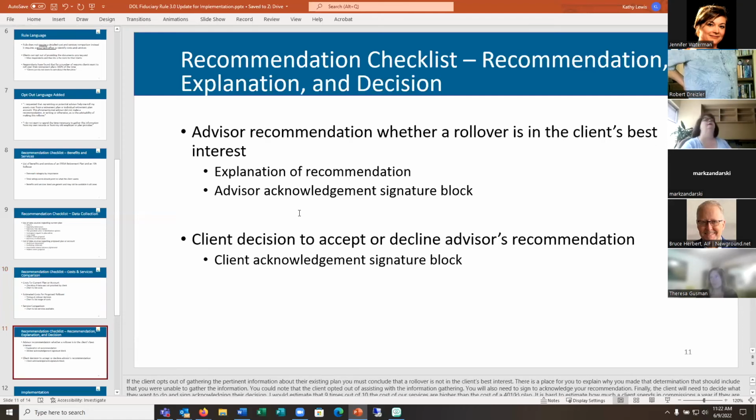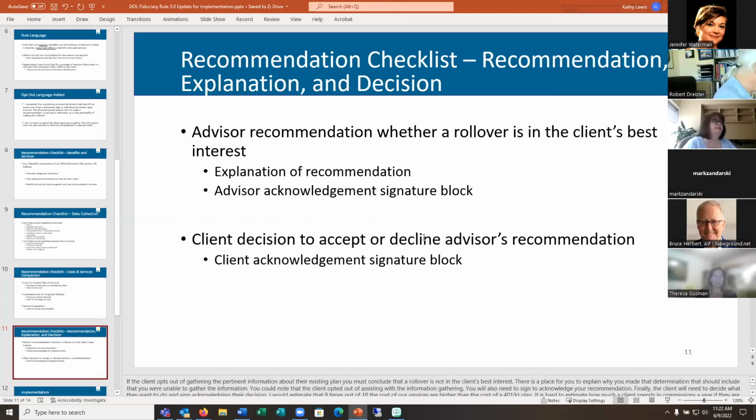The next section then has a box that says, I believe this is in the client's best interest, or I don't believe that this is in the client's best interest. And then you have to sign off on your recommendation. Then you have another signature block where the client makes their decision, and they can accept or decline your recommendation. So if they say, you've told me it's not in my best interest, thank you for your time, I'm going to leave it where it is, they have to sign and acknowledge that.